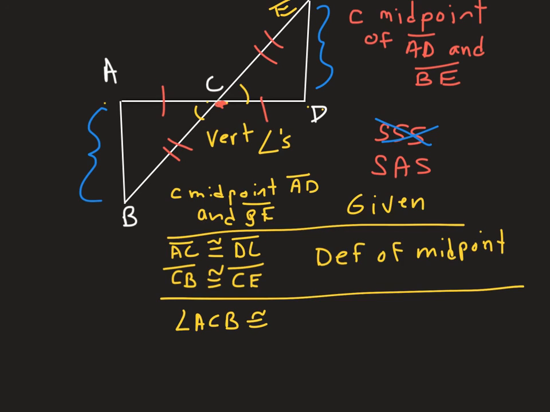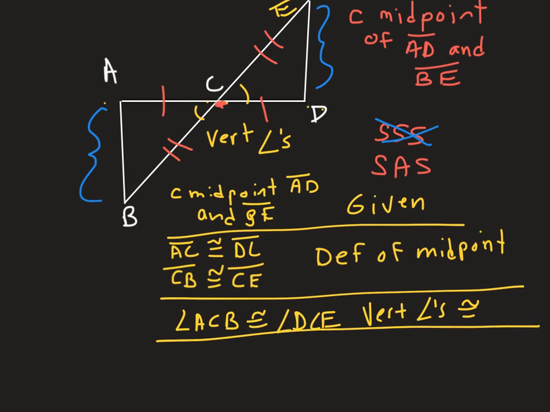And so I'm going to say angle ACB is congruent to angle DCE. What I'm trying to do is make sure that I'm going from the one tick side to the vertical angle to the two tick side, from the one tick side to the vertical angle to the two tick side. So we're going to be consistent there. And then, why is that true? Because we know vertical angles are congruent.